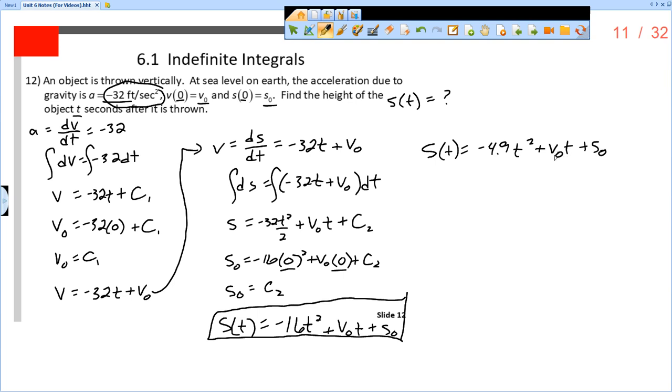Now, you might also recognize this. Anytime we have a constant acceleration, our position equation is going to be in the form of one half a t squared plus v sub 0 t plus s sub 0, where a is constant acceleration, and that's what gravity is. So half of a t squared plus initial velocity times time plus initial position. You may recognize that equation, but for any projectile motion on the surface of the Earth, we're going to use this s of t equals negative 16 t squared plus v sub 0 t plus s sub 0. All right, so that is slide 12.